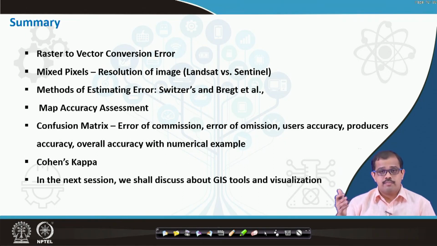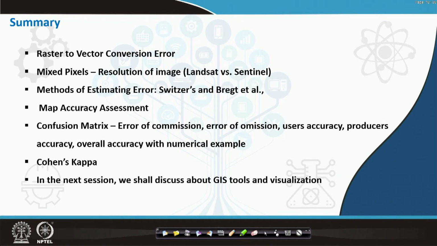We looked at two different methods, the confusion matrix and the kappa coefficient. All of these put together are where we are trying to look at the error part of the data, which is extremely important when you are building up the data. In the next class we will look at the different GIS tools that we have and how we can do the visualization part of it.